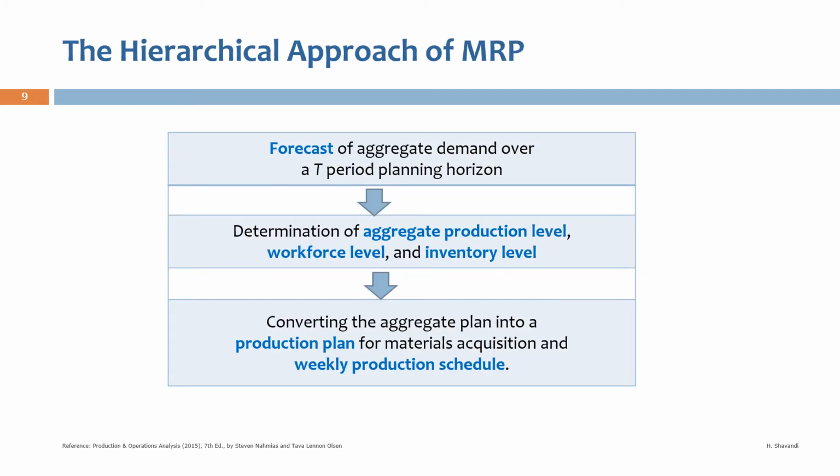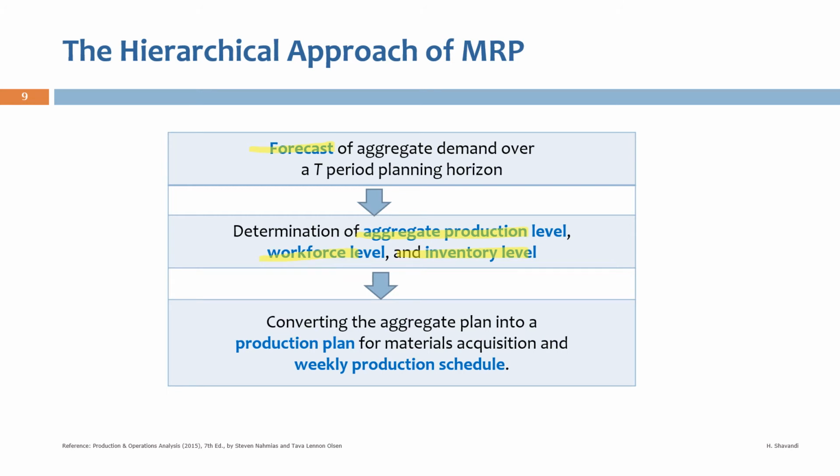So the hierarchy of MRP, here we have three phases, let's say. At first, we need to forecast the aggregate demand over a T period planning horizon. We can do this by the techniques that we have learned in chapter 2, and then determine the aggregate production level, workforce level and inventory level. That's aggregate planning, and we learned this in chapter 3.